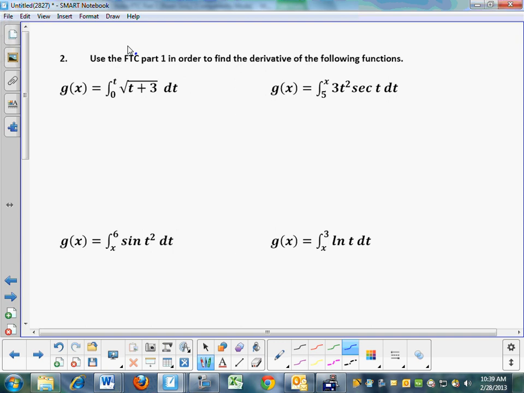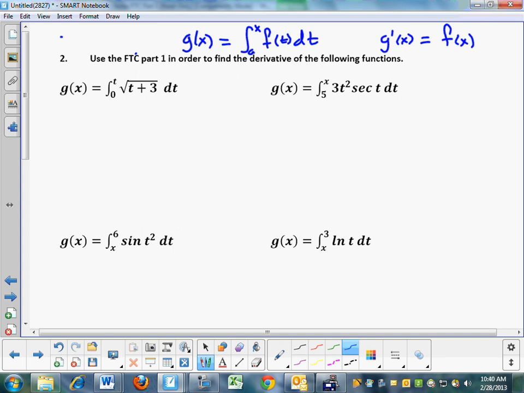So, now let's do something that's going to come just a little bit more natural to you. It says, use the FTC Part 1 in order to find the derivative of the following functions. Now remember, we said that g of x was equal to the integral from a to x of f of t dt. And g prime of x was equal to f of x. So this is the relationship that we want to set up, and this is going to be really straightforward. Watch what we can do.